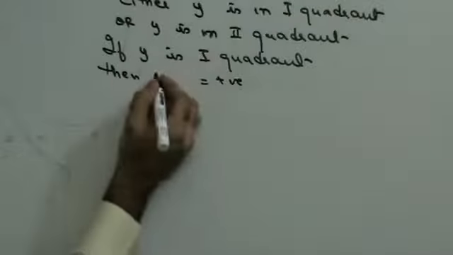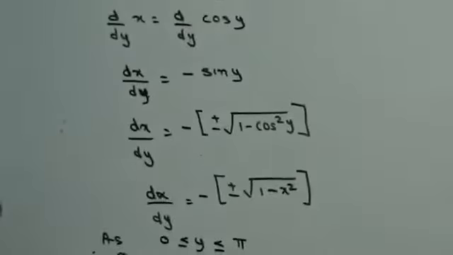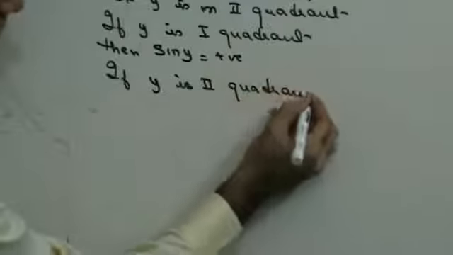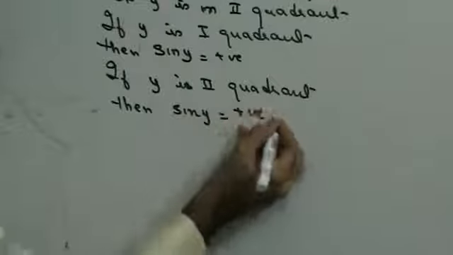Sin y, we have dx by dy is minus sin y. So you will get sin y is positive if y is in the first quadrant. You will have sin y as positive if y is in the second quadrant as well, because in the second quadrant the sin ratio is positive. So whether it is in the first quadrant or second quadrant, the sin function is going to be positive. That means out of this positive negative sign of the square root that you have, you can safely eliminate the negative sign because the sin function will not be negative.